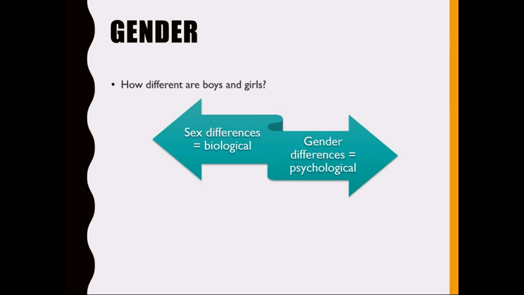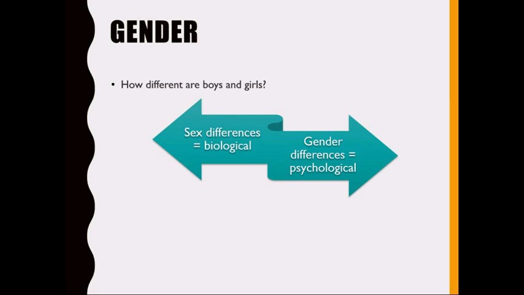When I'm talking today, I'm going to use the word sex whenever I'm referring to things that are due to the sex chromosomes that are associated with genitalia. When I refer to gender, I'm referring to the psychological differences. So when we talk about how different boys and girls really are, it depends on what you're talking about. Are you talking about their sex differences? Boys have an X and a Y and girls have an XX, typically.